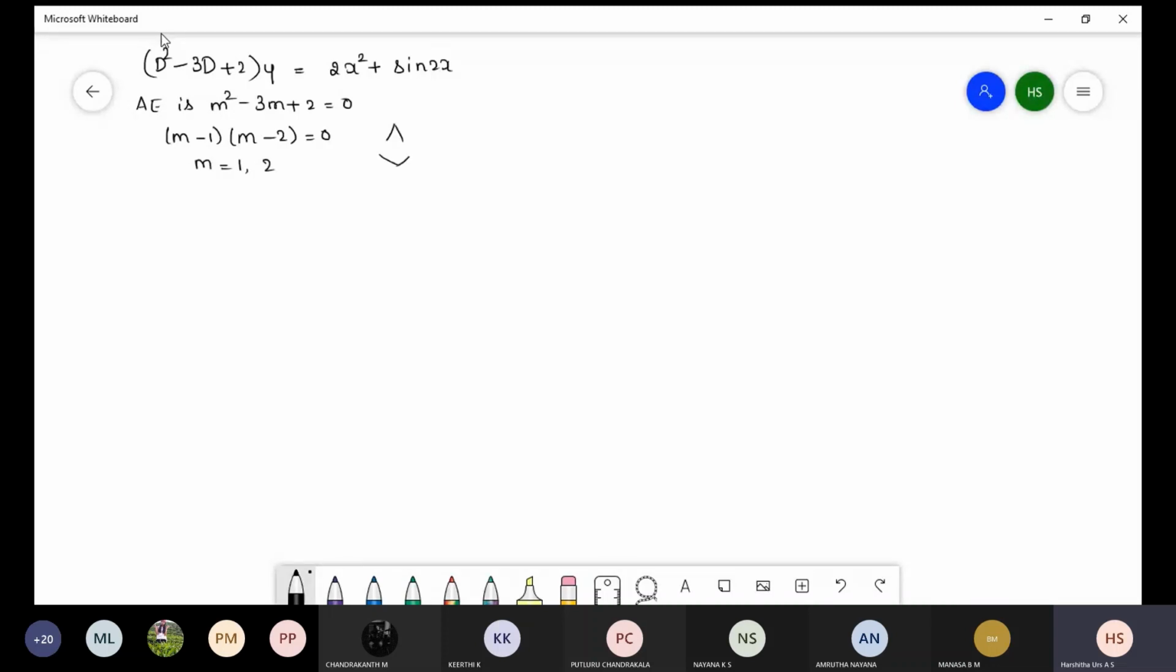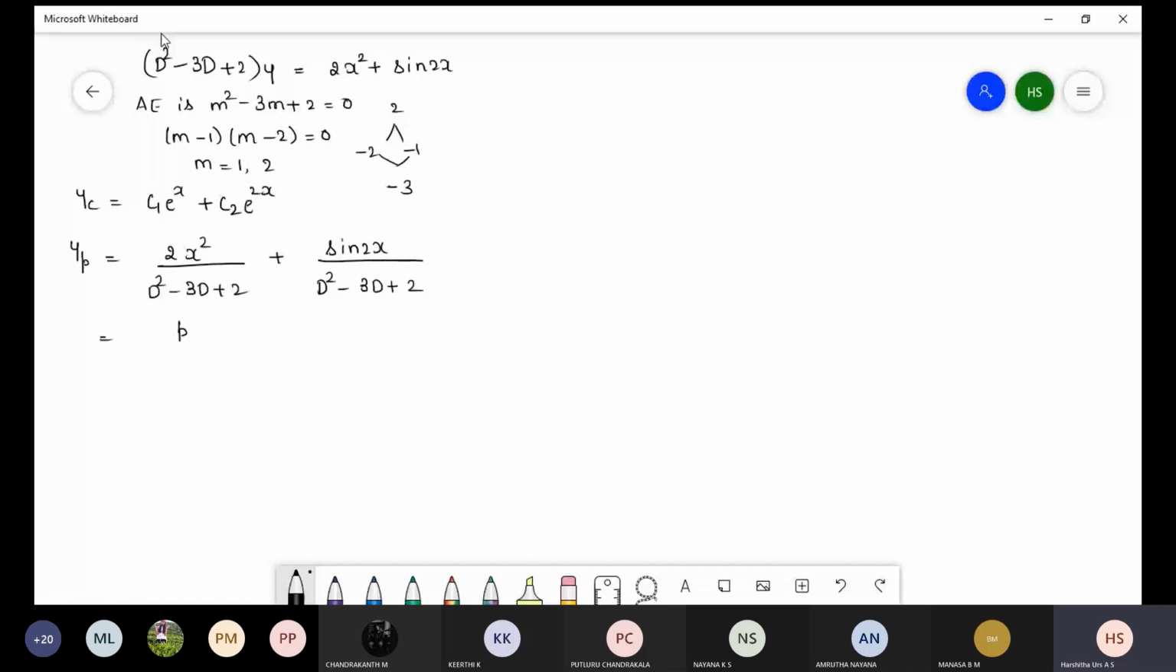Here you can take 2 minus 3, so minus 2, minus 1. So yc is equal to c1 e power x plus c2 e power 2x. Next comes yp: 2x square divided by D square minus 3D plus 2, and again sine 2x divided by D square minus 3D plus 2. So this I call P1 and this one P2.